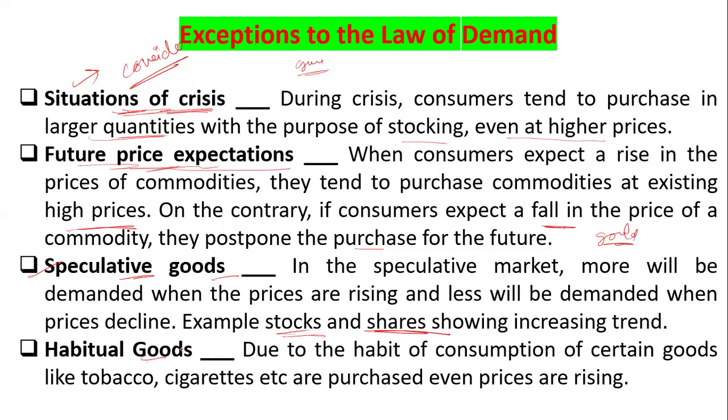Now, habitual goods. That is due to the habit of consumption, like tobacco and cigarettes, which we know are injurious to health. They are not good for health. Liquors are not good for health. Still, people have a habit. So that's why it does not fulfil the law of demand. In that case, habitual goods are also an exception to the law of demand. Clear?